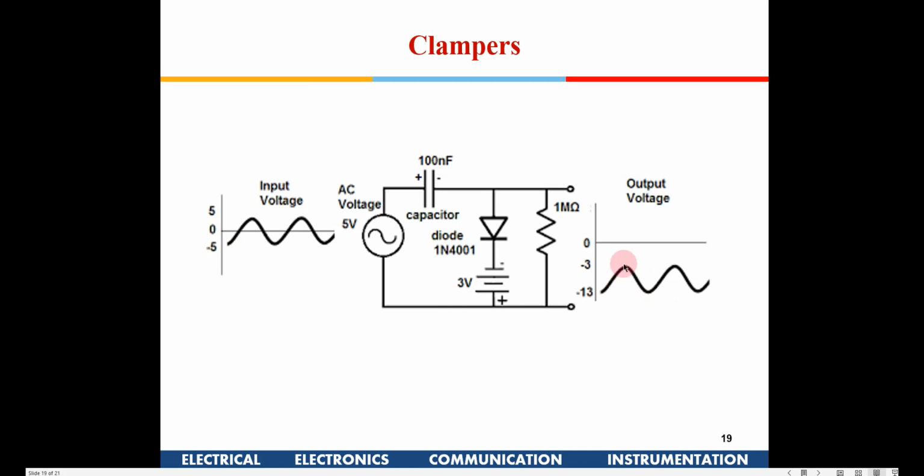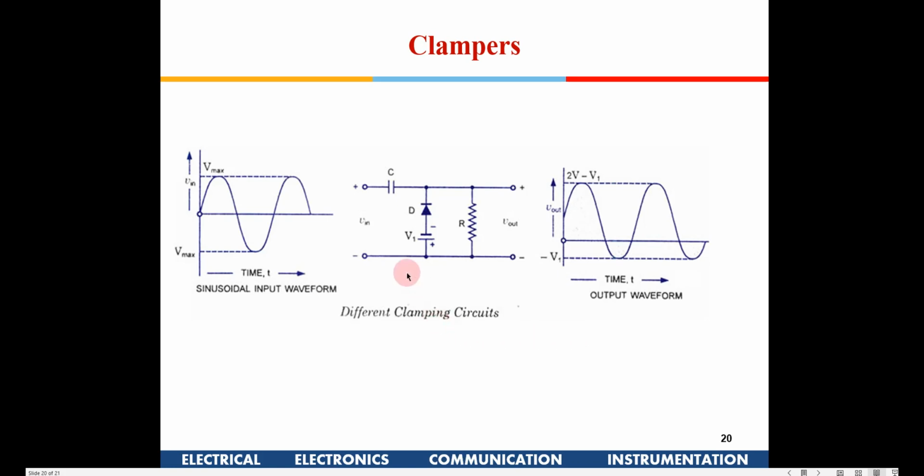Again, the peak to peak, from minus 5 to 5, is 10 volts. So that peak to peak will be available here also. Only thing is, this waveform has been clamped, and another minus 8 DC voltage has been added to this signal, right? So we'll take one last example, which will make things slightly more clear.